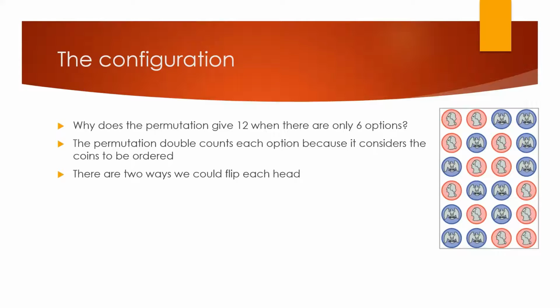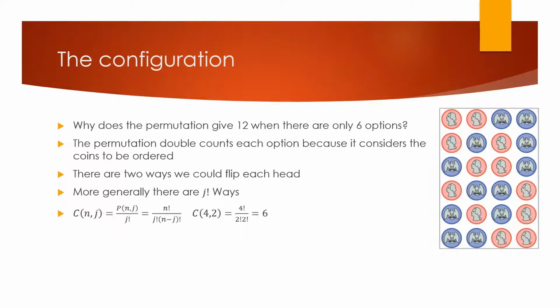Now, more generally, if we don't have 2 successes, there are j factorial ways to arrange something. So for example, if we were talking about the 3-head situation, there would be 6 different ways we could pull those 3 heads out of a bag, which would be 3 factorial. So our configuration is simply the permutations divided by j factorial.